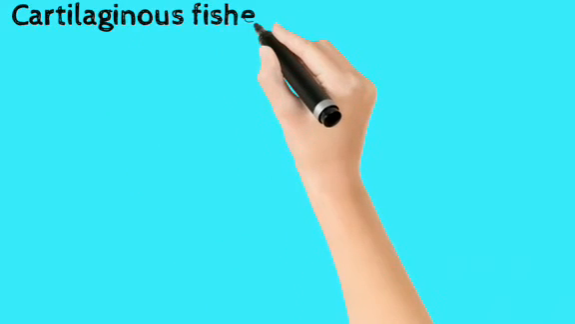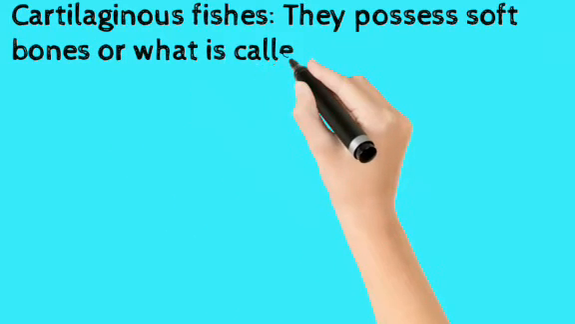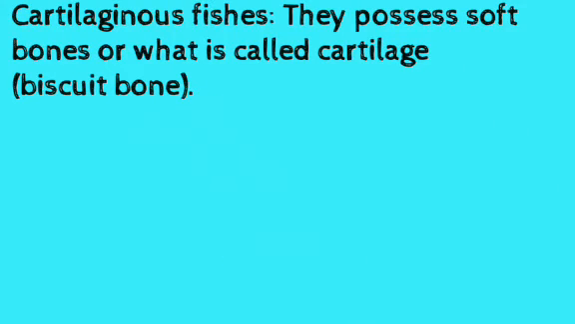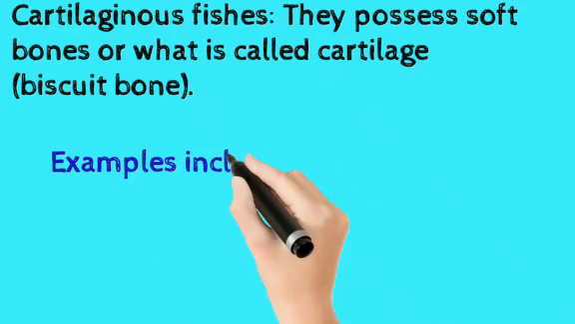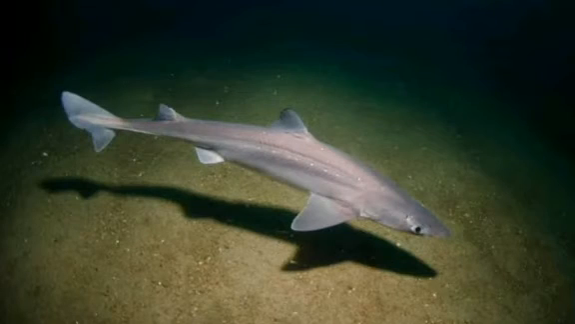The second category is the cartilaginous fish. Now, cartilaginous fishes possess a soft bone or what is called cartilage. And cartilage can also be called biscuit bone. And they are soft, not as strong as those possessed by bony fishes. But the fishes that possess this still function well. Example of fish that possess this cartilaginous bone is the shark. The shark's skeleton consists of cartilaginous bones. Aside from the shark, the dogfish also has cartilaginous bone.